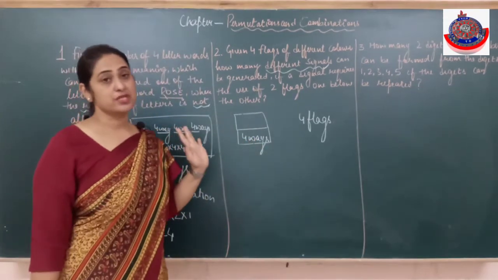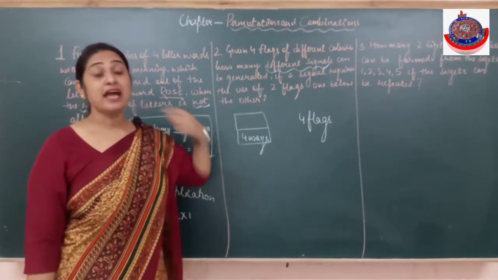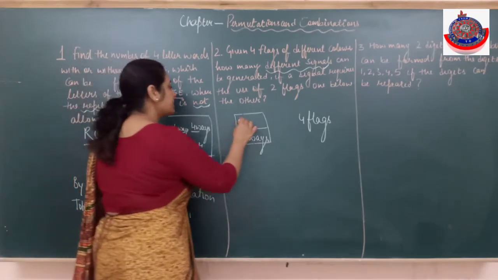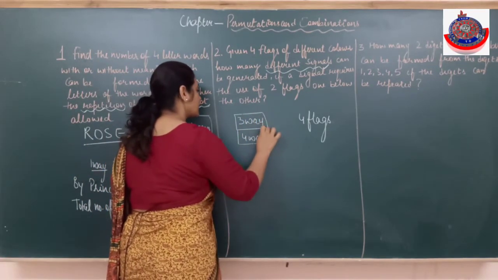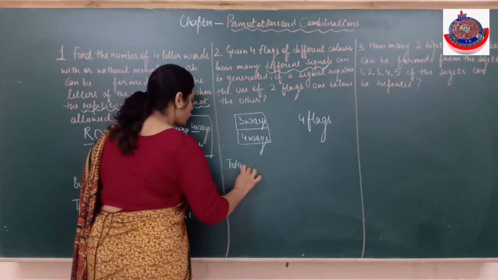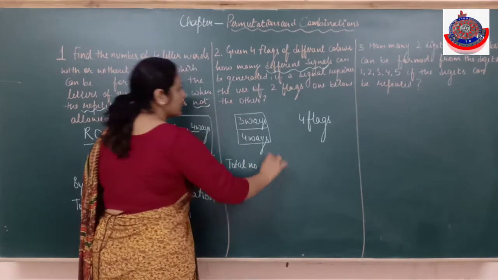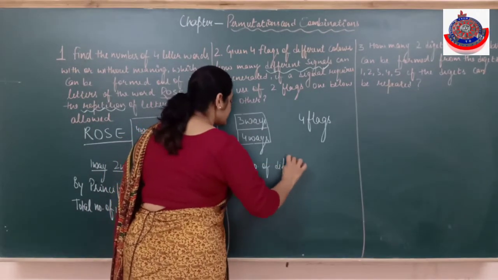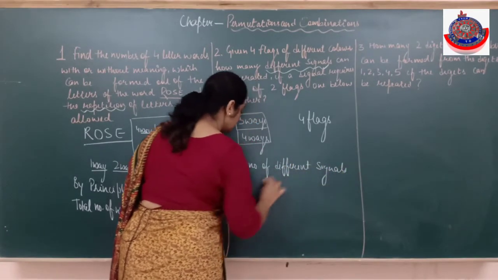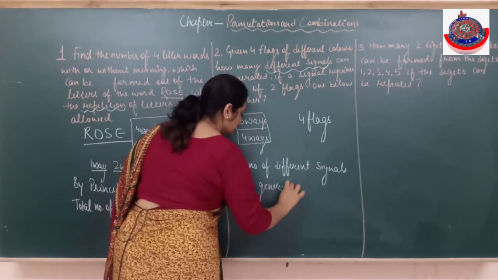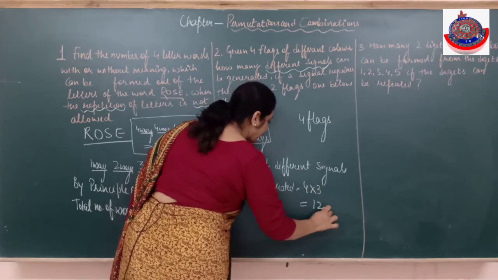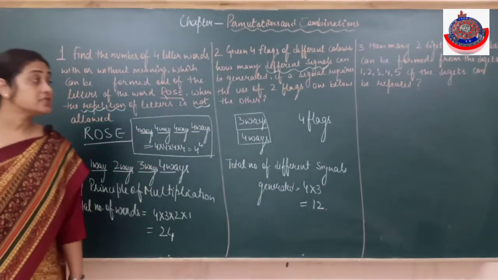Now the first flag has already been chosen. Suppose red color I have already chosen. So the second flag which I have to pick up, I have to pick up from the remaining 3 because I have to generate different signals. So that means how many ways? Clear? So by the principle of multiplication, the total number of different signals generated will be 4 into 3, 12. I can generate 12 different signals.